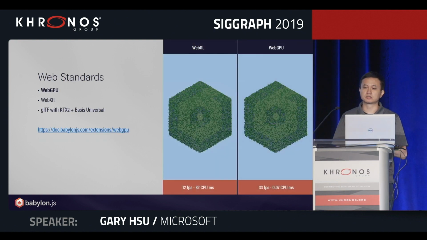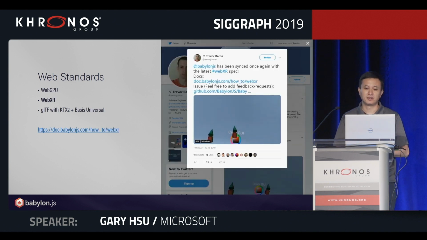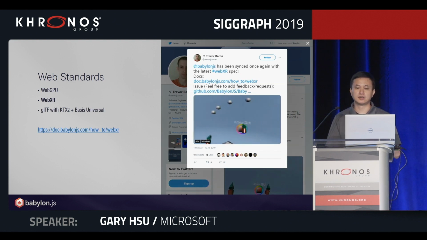And of course, we're also working on web standards. We're on the bleeding edge for this. We're working with Google on WebGPU, for example, and we can see some great results here. If you want to keep up to date, click on the link here. And also with WebXR, we've been keeping updated as the WebXR spec changes.